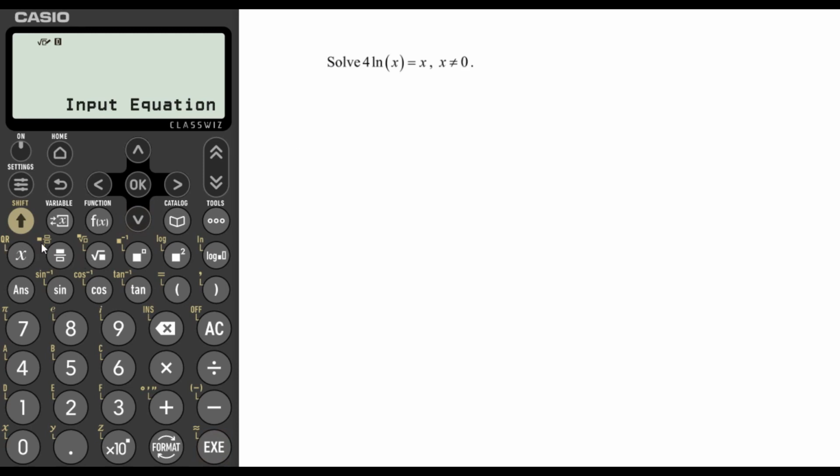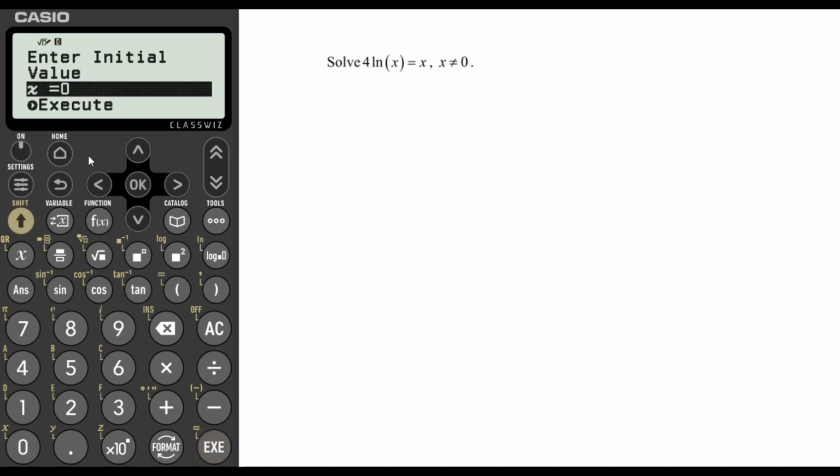Now you will notice we have a dedicated X button which we can use to input our equation. So we have 4 multiplied by the natural log of x. Now we need to type in the equals. Equals is a gold function. Press shift and open bracket and then type in x again. We have our equation, 4 times the natural log of x equals x.